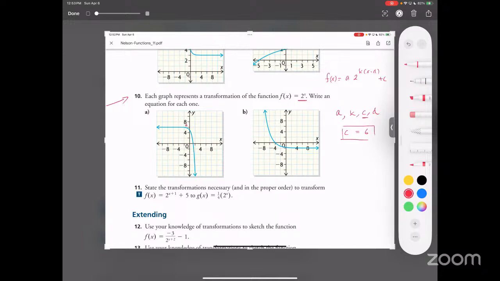Can I say c is equal to 6? Yeah. Why? It's not the y-coordinate. Can I say c is equal to 6? Why? It's the asymptote. This is the horizontal asymptote, isn't it? Make sense? So the first thing you can find, if they ask you to find the equation, is the asymptote.